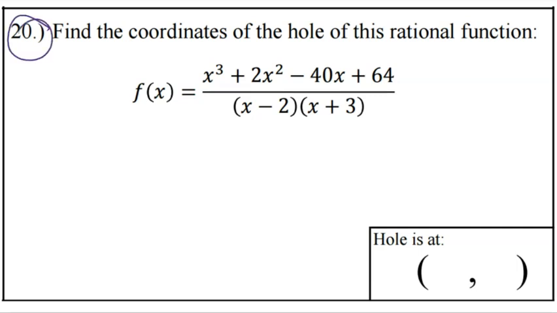All right, last one, number 20. It says find the coordinates of the hole of this rational function. So that's all we have to do, is just find the hole. Now it's telling us that there is a hole.